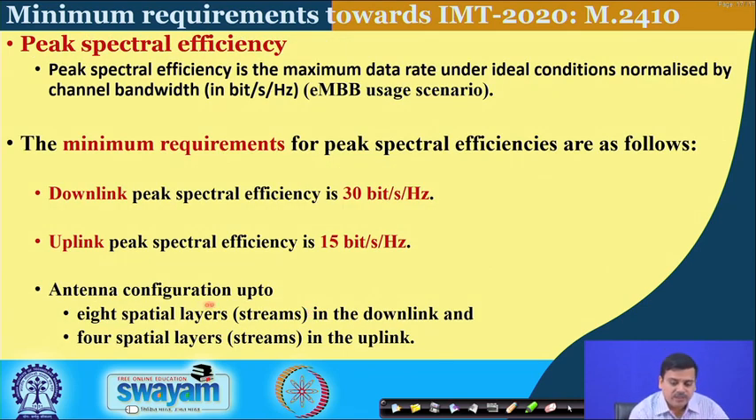Now, antenna configurations for these things are up to 8 spatial streams in the downlink direction and 4 spatial streams in the uplink direction. This way you can also categorize that when you have 8 spatial streams, it can theoretically support twice the data rate or twice the spectral efficiency of the uplink, which is a hint towards the numbers which are being reflected over here.